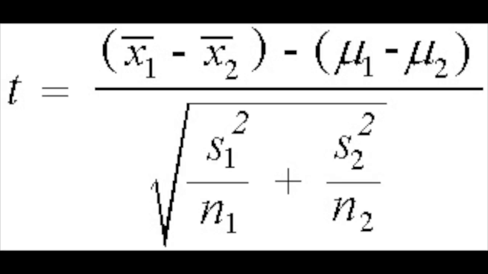X bar 1 is the mean of the graded tests from the samples. X bar 2 is the mean of the practice tests from the samples. Mu 1 and mu 2 are the population means for graded and practice tests respectively, which would equal 0 according to our null hypothesis. S1 and S2 are the standard deviations for the graded and practice tests, and N1 and N2 are the sample sizes from the graded and practice tests.